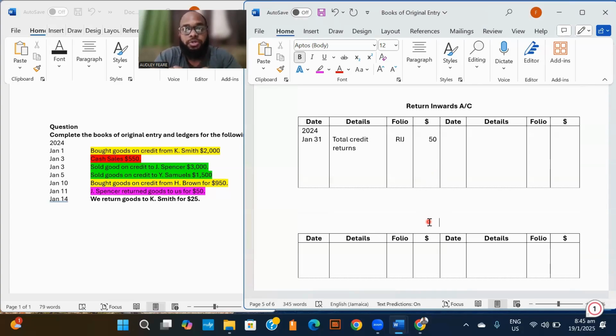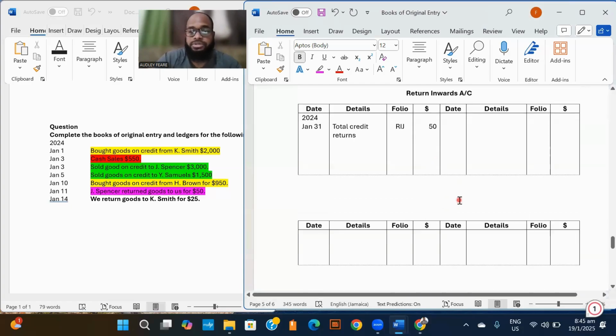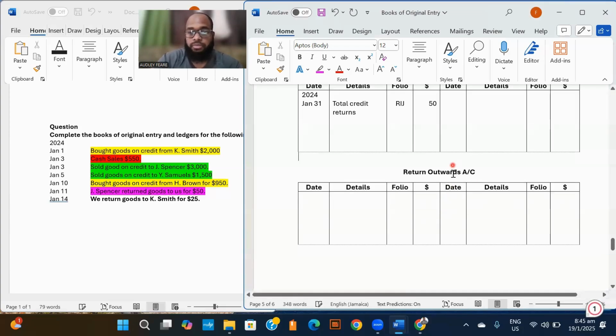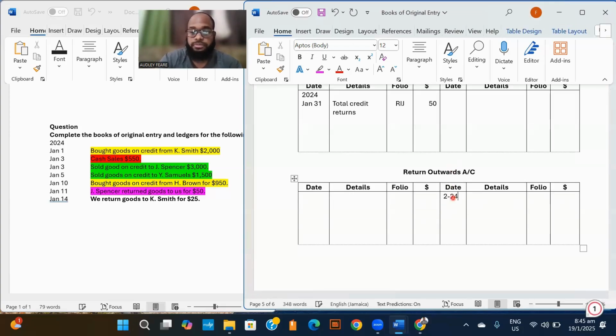So return outwards is one of the movements of stock. So if stock is coming out of your business, inventory is coming out, and these are assets. If an asset is decreasing, then you are going to credit. So return outwards at all times will be credited. Return outwards account. And we put the date, 2024, January 31, the last day of the month. And it will be the total credit returns.